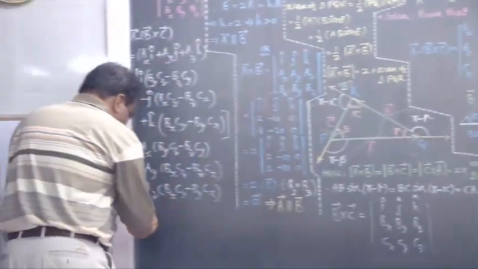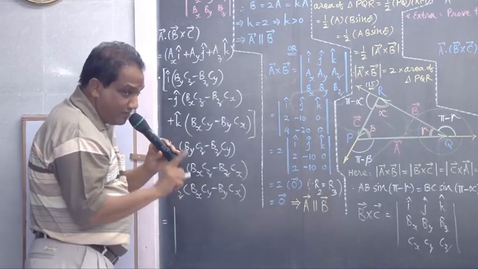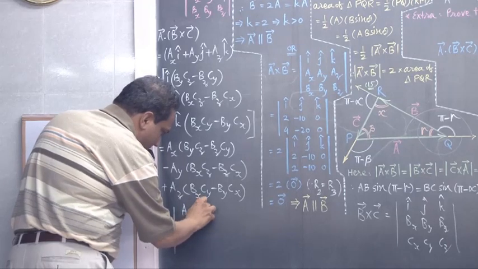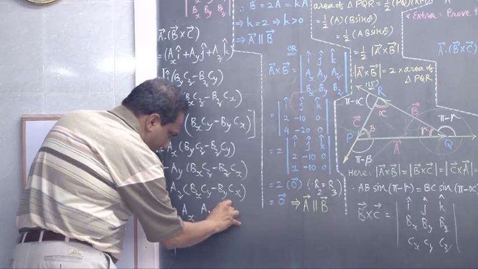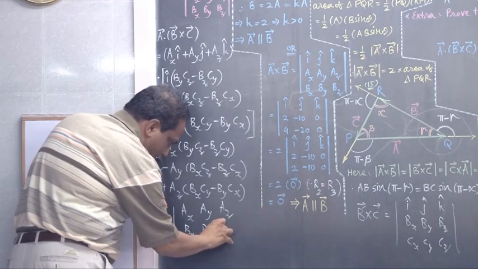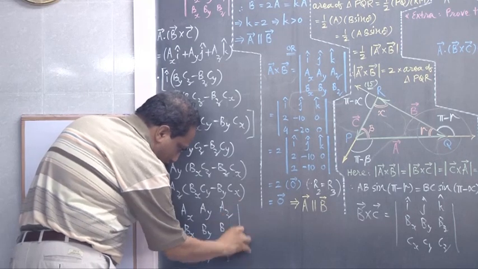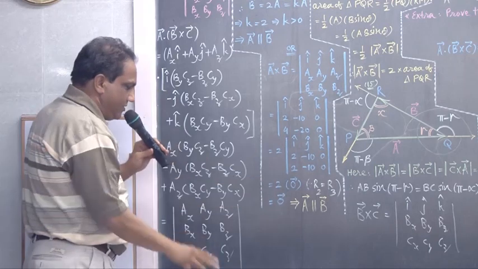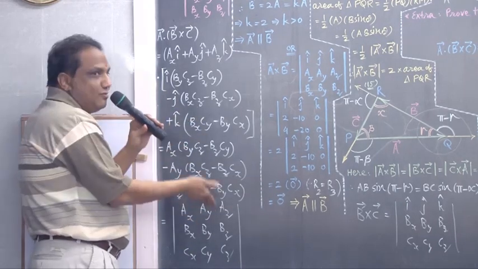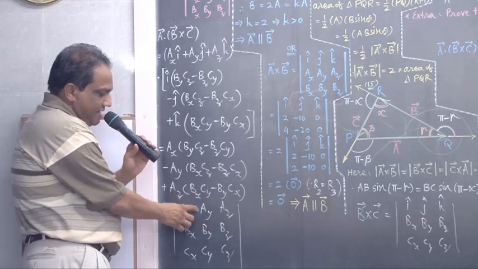Wait. You don't need to trust me. You must verify. Let me write it first. Ax, Ay, Az. Bx, By, Bz. Cx, Cy, Cz. Now just do one thing. I have written this equal to this. You just verify whether this is equal to this or not. Correct? Simple. Plus, minus, plus.